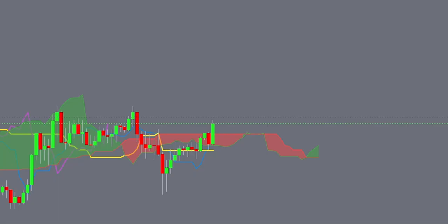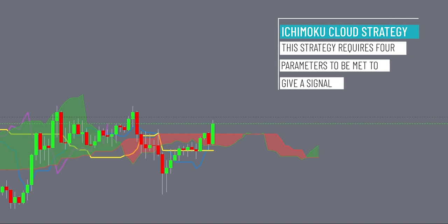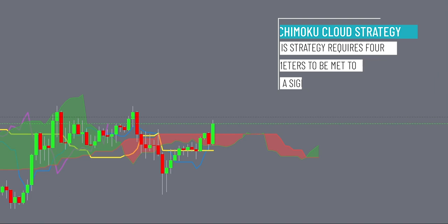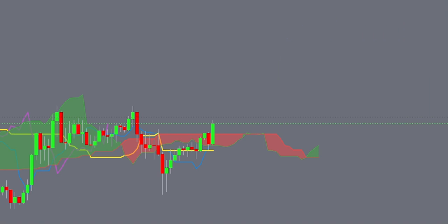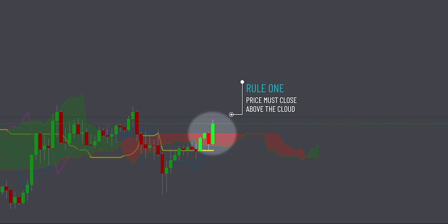So here we have the first setup. The Ichimoku cloud strategy itself requires 4 parameters to be met to give a signal, or 4 rules, if you will. Now, we're using an hour chart here on the pound dollar, so let's take a look at this. Right now, we've got our first indicator. It's often the first thing you see, but rule number 1 is price must close above the cloud. Okay, as I said, it's the first thing you often see, the first thing you look for. It's very visual, and here right now we have done that.